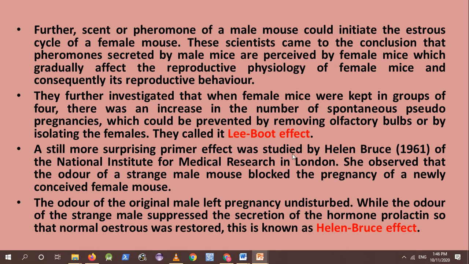One more example of this was studied by Helen Bruce in 1961. She observed that the odor of a strange male mouse blocked the pregnancy of the newly conceived female mouse, whereas the odor of the original male mouse did not disturb the pregnancy. The odor of the strange male mouse suppressed the secretion of the hormone prolactin, which is responsible for continuing the pregnancy, and as soon as the secretion of prolactin was suppressed, the normal estrous cycle was restored. This is known as the Helen Bruce effect. So the Lee-Boot effect and the Helen Bruce effect are both examples of delayed effect of pheromones, or releaser effect.